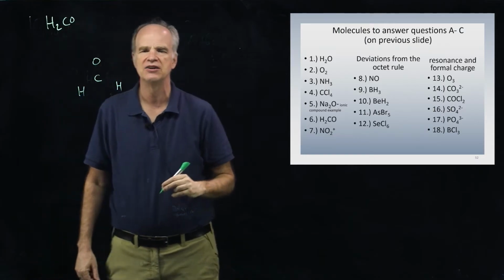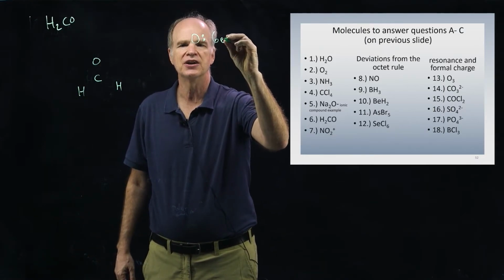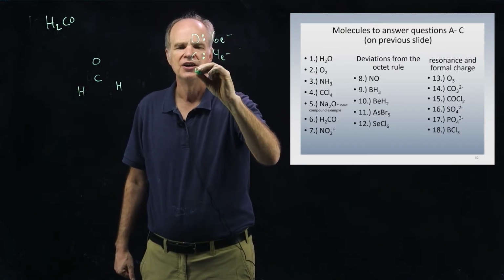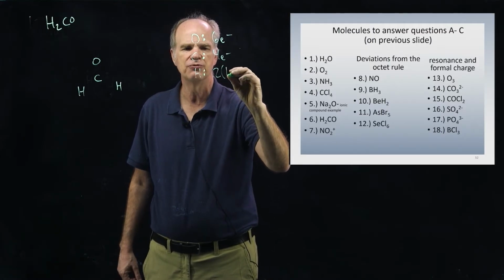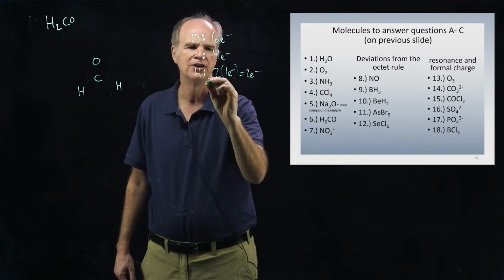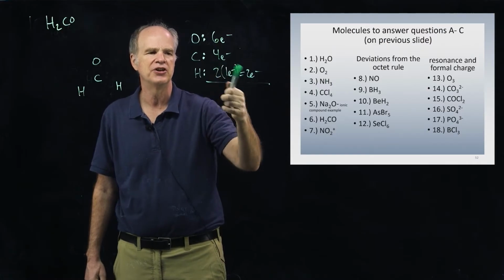Okay, so let's count valence electrons. So oxygen has 6 valence electrons. Carbon here has 4 valence electrons. There are 2 hydrogens here, and so we have 2 hydrogens with 1 valence electron apiece, so a total of 2 electrons contributed by the hydrogens. And so what are the total number of valence electrons here? We have 6 plus 4 is 10, plus 2 is 12.